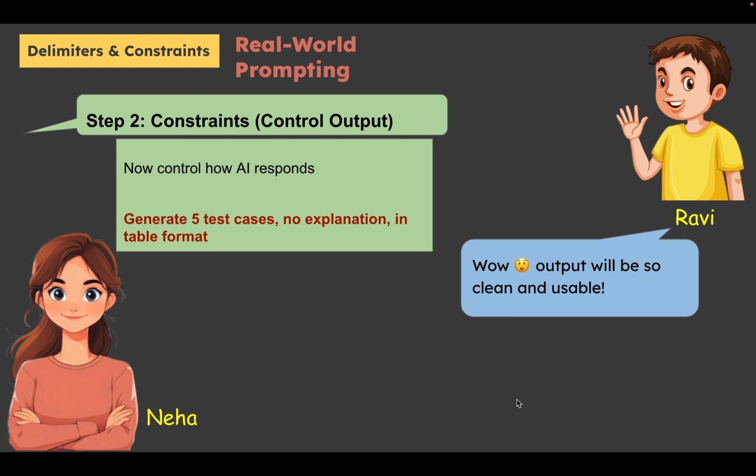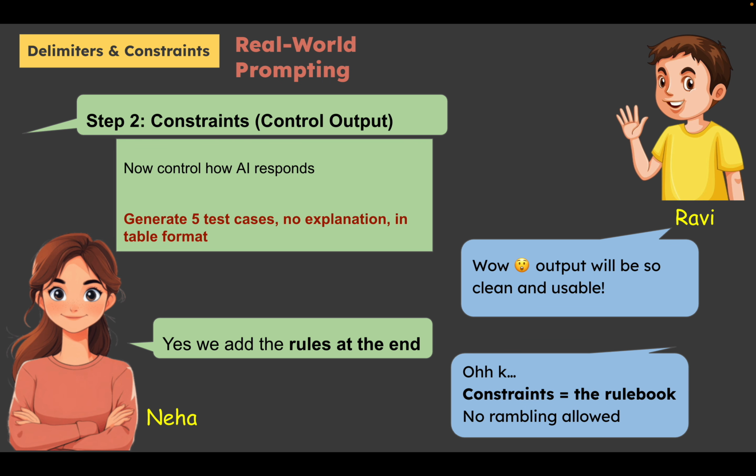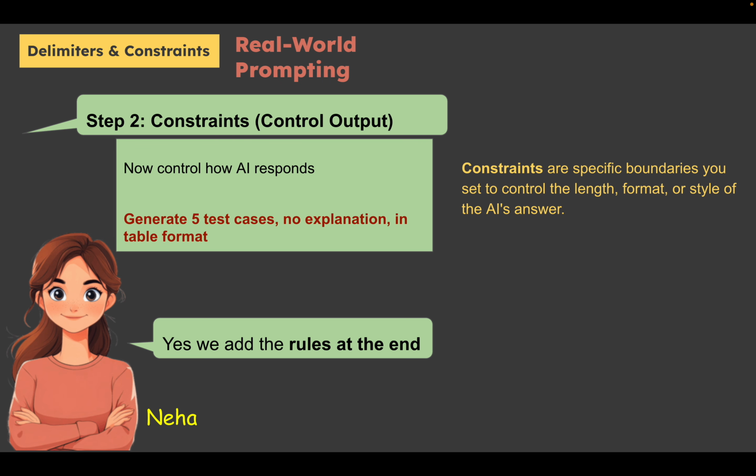Okay, so this is how we add the constraints, and we generally add the constraints after giving our instructions, and then we may add the data at the end or in the middle as well as per our needs. So it is like the rule book, so that AI will just give us what we need. Okay, so constraints are like giving boundaries to the output, what we need, what's the length, what's the format, what's the style, etc. And it will make AI much more focused and give us much more focused responses.